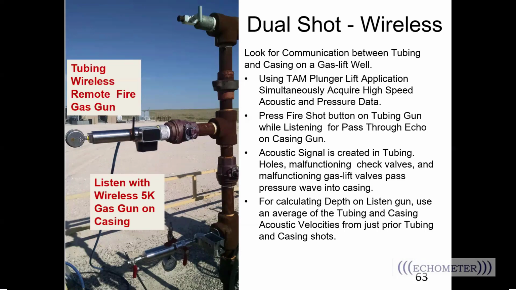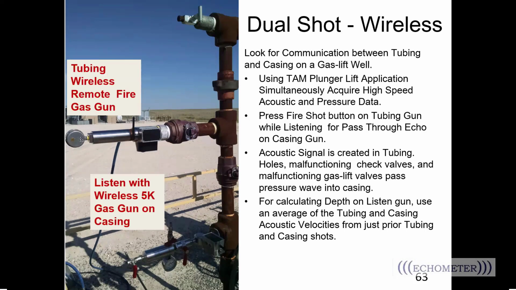That's just because the base station with the fluid level shot is not able to accept the four channels that would be coming through, four channels of data for two different guns. We do have a feature called plunger tracking. Using that plunger lift application, it's able to simultaneously acquire four channels of data.